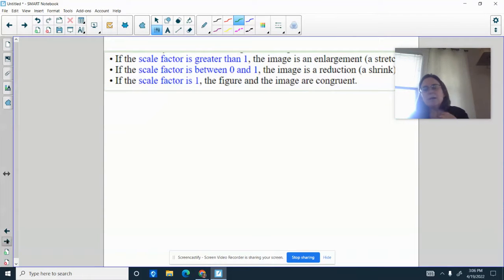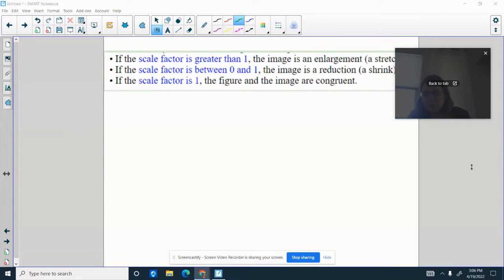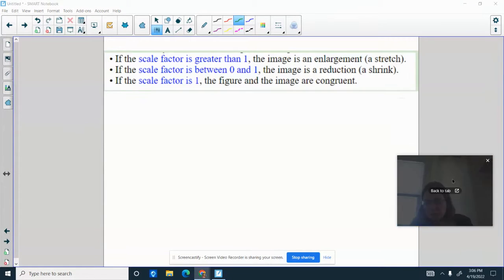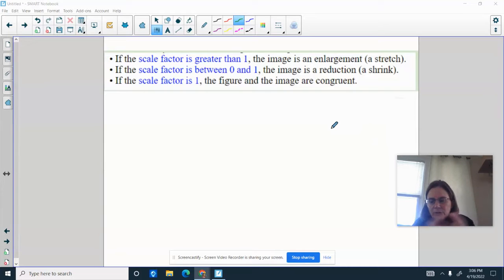Now, you're going to have scale factors. So here's some tips for you. If you have a scale factor that's greater than 1, that means that your image is going to be getting bigger, and so your image is stretching. If your scale factor is between 0 and 1, that means your image is shrinking. It's getting smaller. Think about that. Like half the size, a third of the size, a fifth of the size would be smaller.